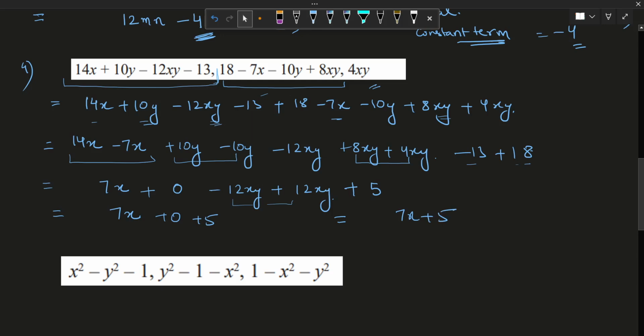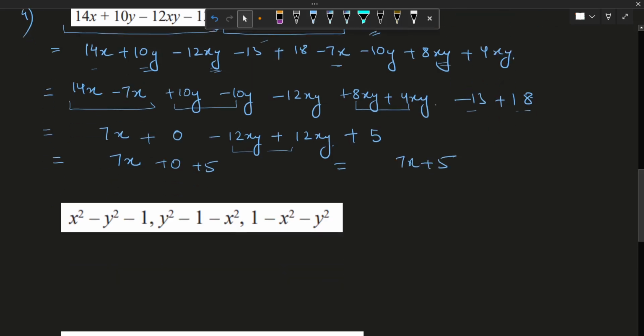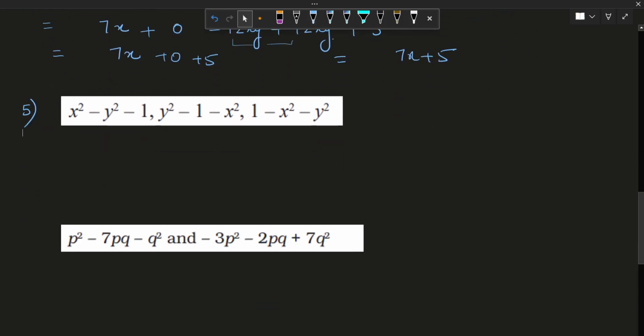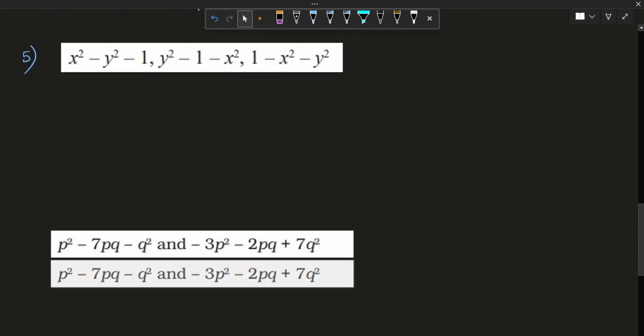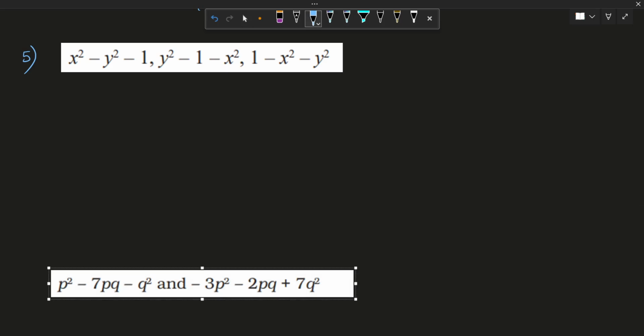Okay, students? Now let me move to the next question, the fifth one. I hope you people are understanding. Please keep solving with me. Pause the video. If you feel there is some doubt, pause the video, redo it, and then solve it again. Now let's take this one. Again, I'll do minus y square minus 1 plus y square minus 1 minus x square plus 1 minus x square minus y square. Okay.